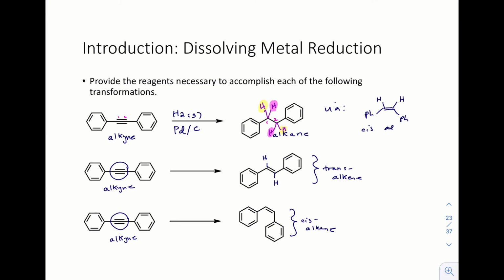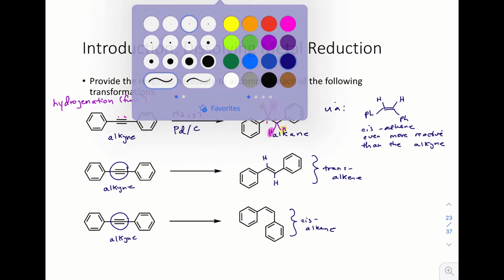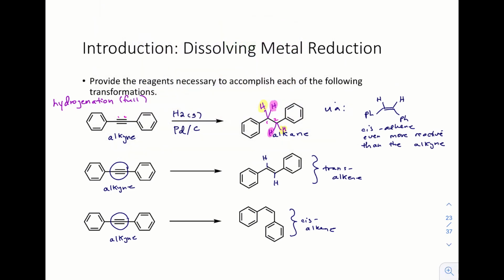But recall that the cis-alkene intermediate is even more reactive than the alkyne. So it continues to undergo hydrogenation until the alkane is formed. But no, the cis-alkene was the desired product. Too bad. The reaction cannot be stopped here. However, we do know how to stop the hydrogenation at the cis-alkene.